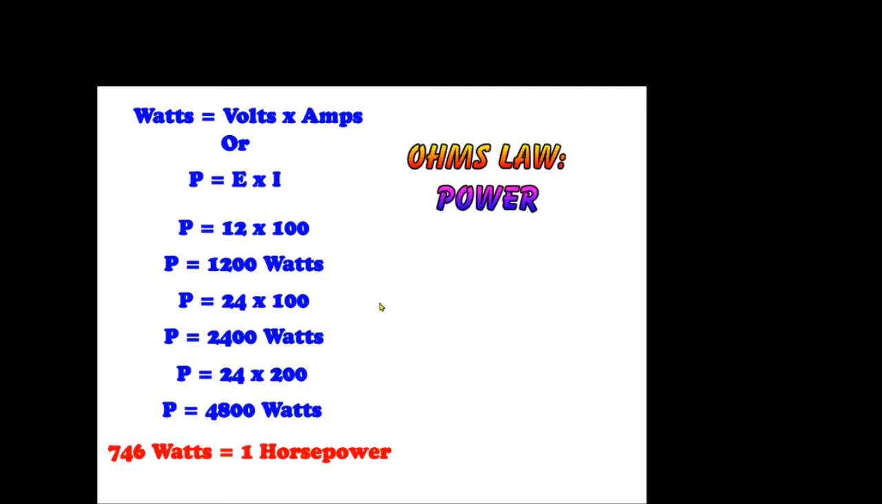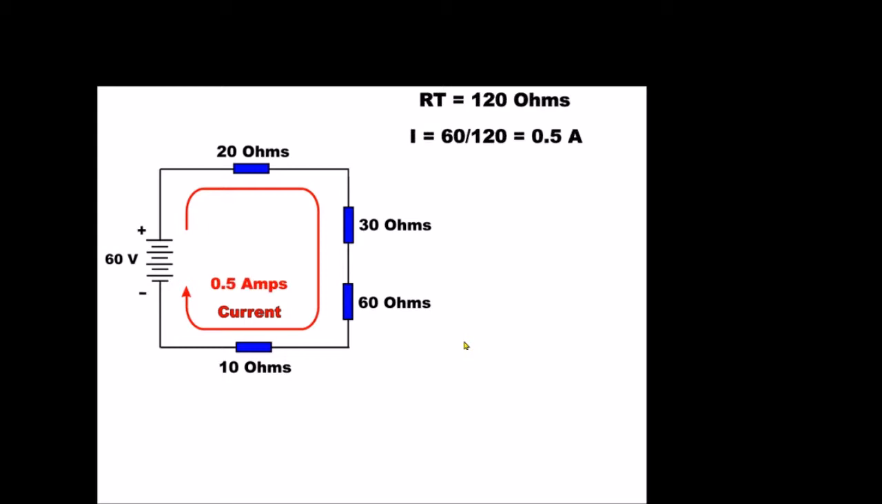Now, in a forklift application, 746 watts of power equals about 1 horsepower. So that's the way they rate their electric motors in a forklift application.